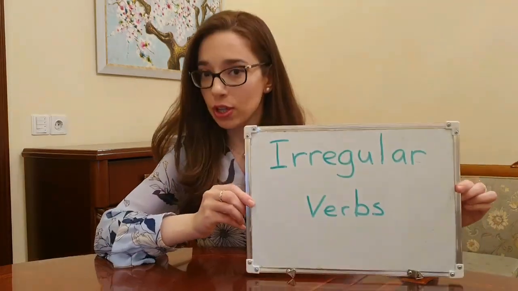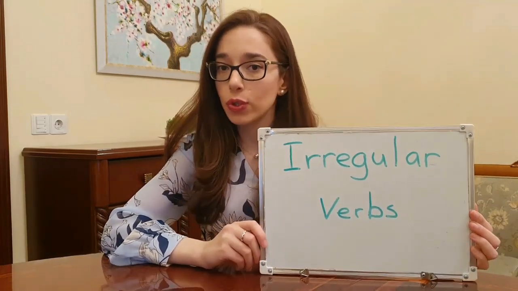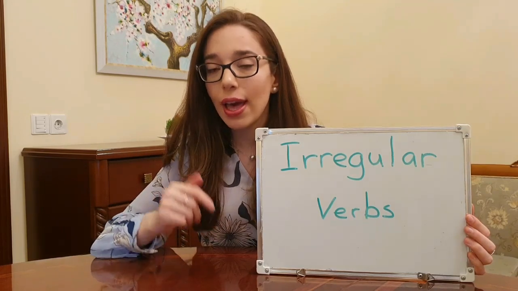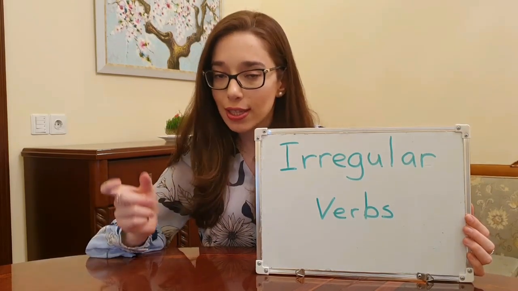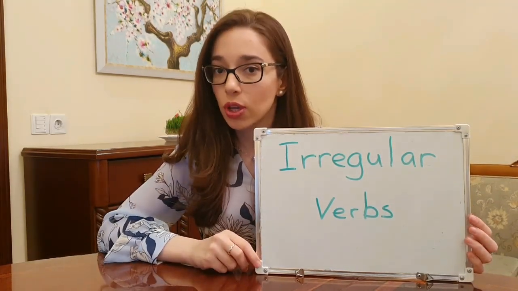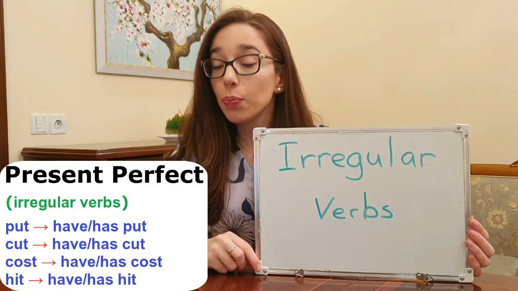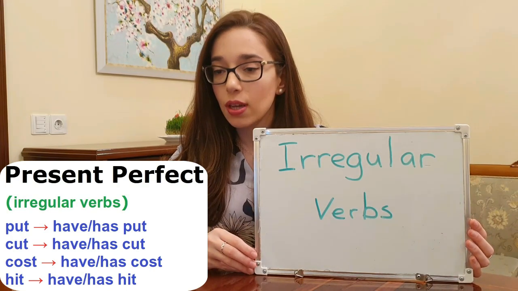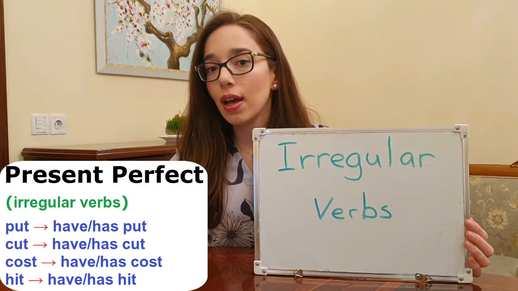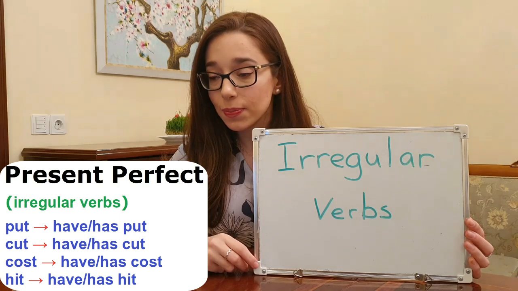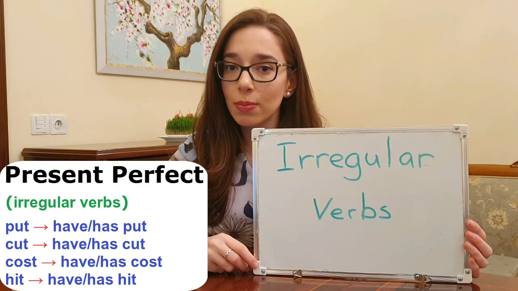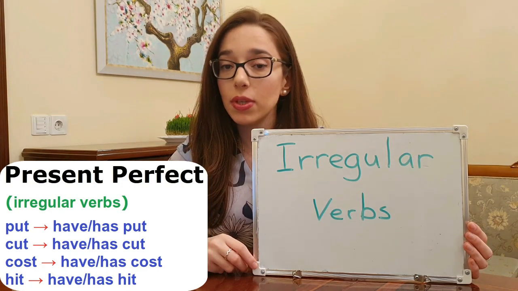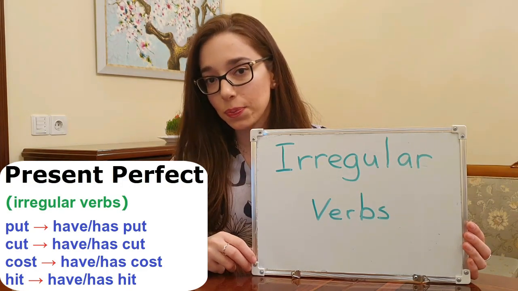For irregular verbs, again, we have those that don't change the root form of the verb and those that change it. Let's start with the ones that don't change the root form. Like put becomes has or have put. Cut becomes have or has cut. Cost becomes have or has cost. Hit becomes have or has hit.